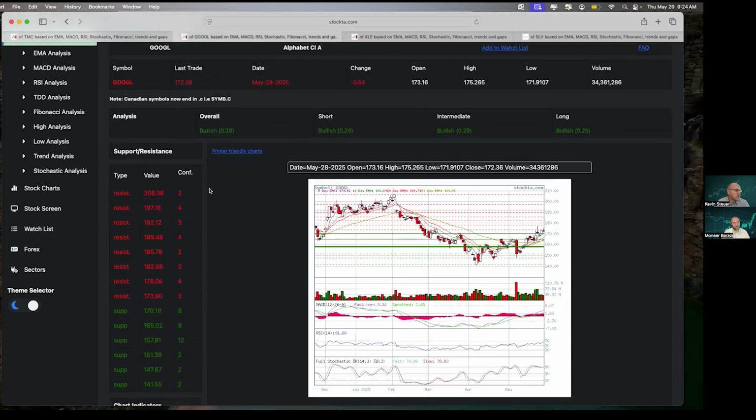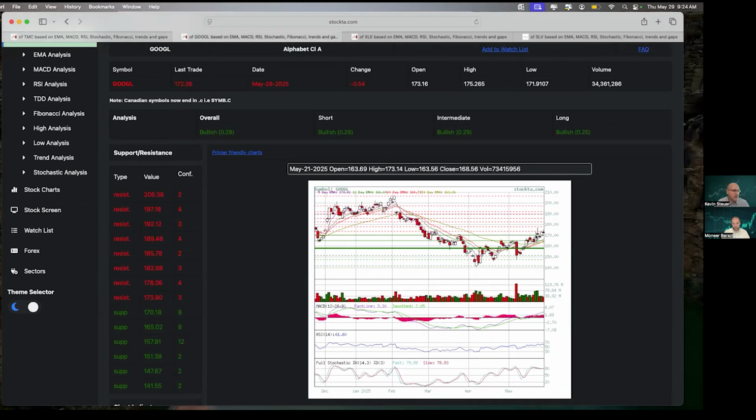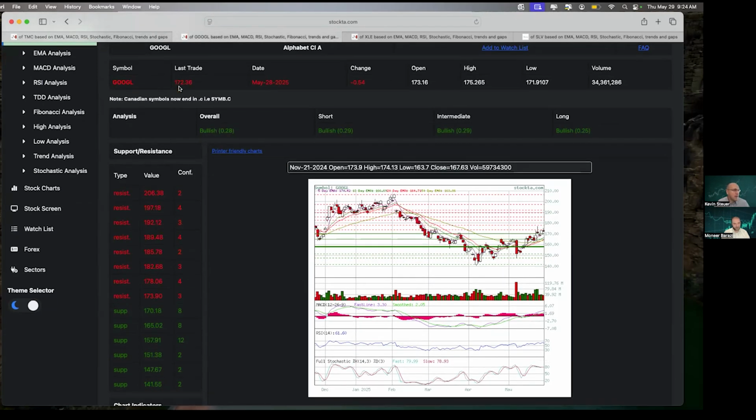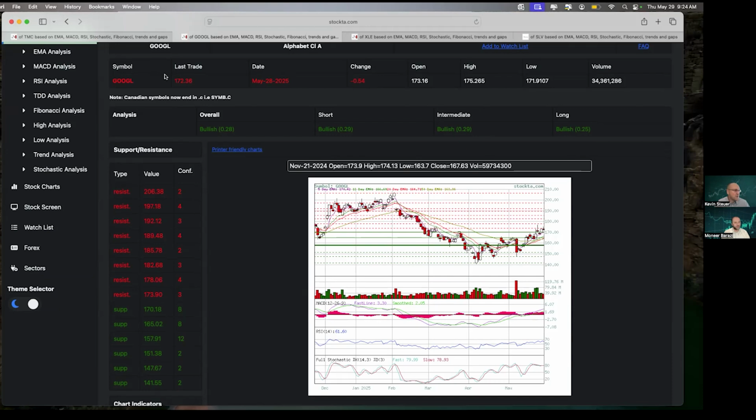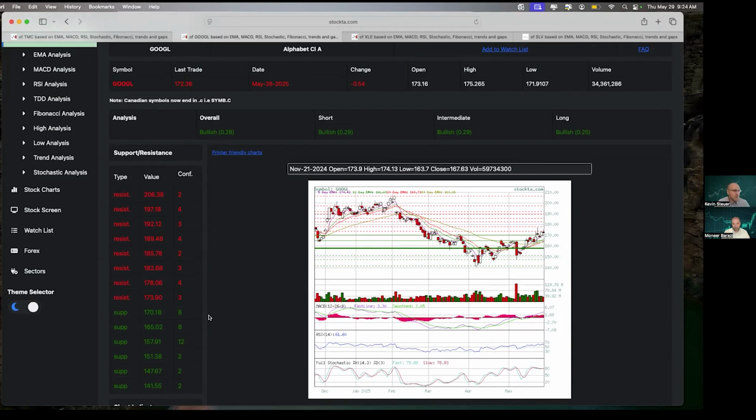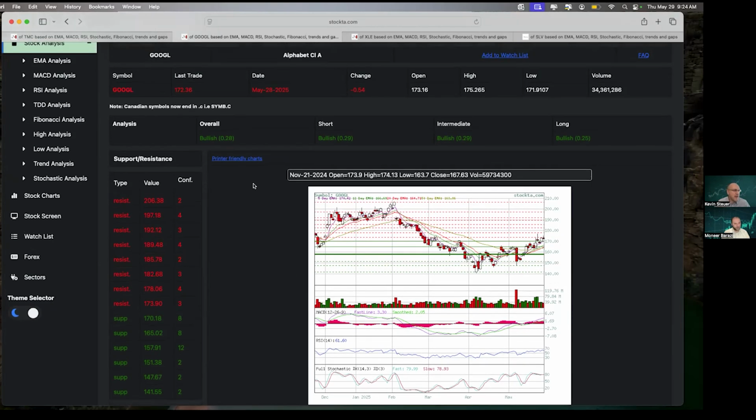And then I would look to see if it pulled back to a major support level. So like Google has recently run up a little bit and it's at 172.36. It's still bullish. It doesn't have huge overhead resistance scores, which is nice. But if you look, it has a medium confluence at 170, medium confluence at 165, medium confluence at 158. So there's a good amount of support built into that.